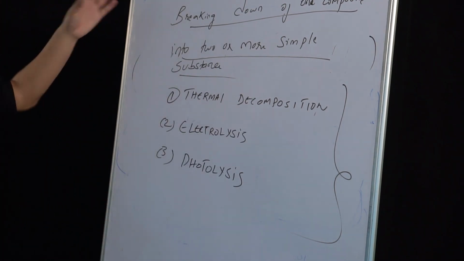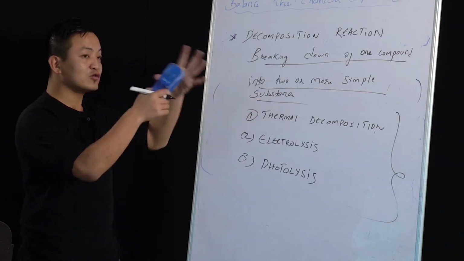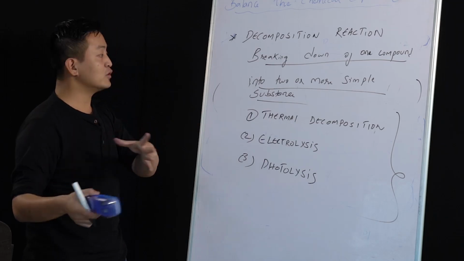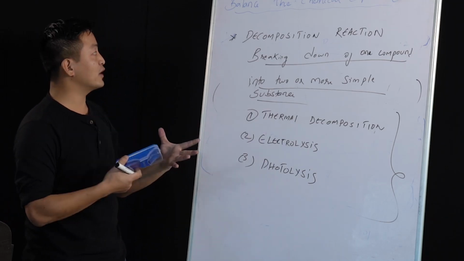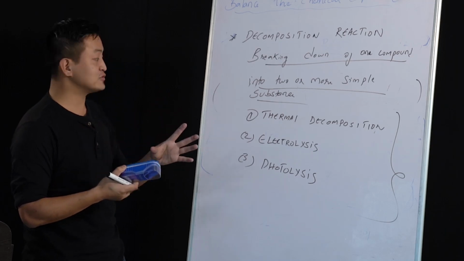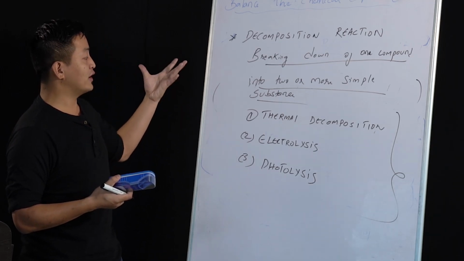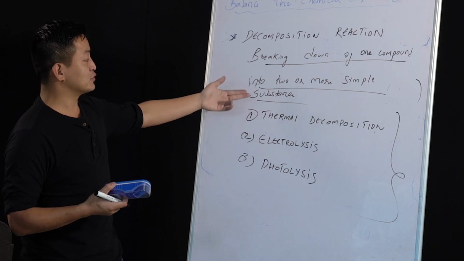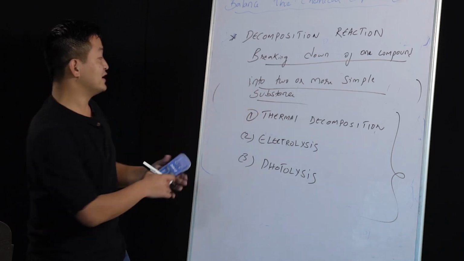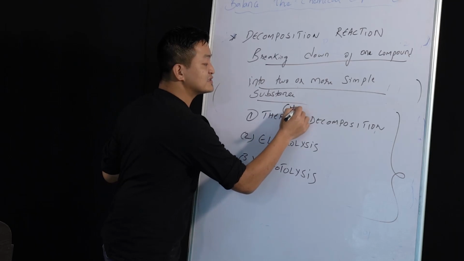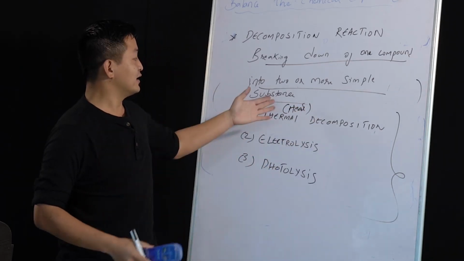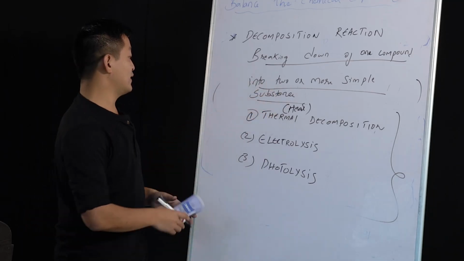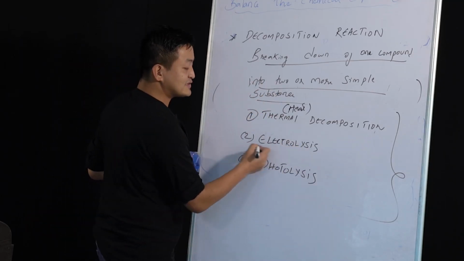Now, decomposition says to break one compound to give two or more simple substances. How do we break the compound? There will be a way to break a single compound. So one way is, the first type would be thermal. Thermal means heat. By applying a normal heat, we can break the compound. Clear? The second one is electrolysis.